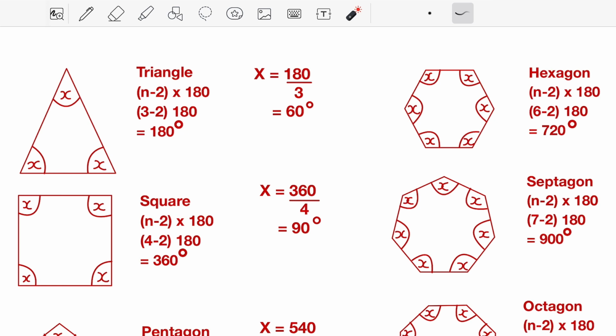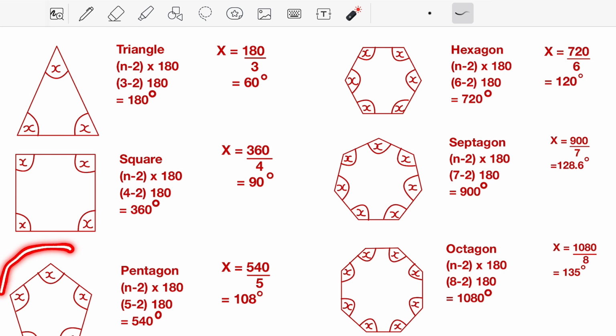A regular quadrilateral is called a square. A square has 4 sides. 4 minus 2 is 2. And 2 times 180 is 360 degrees. The internal angles for the regular quadrilateral would be the total of the angles divided by the number of sides. 360 divided by 4 is 90 degrees.